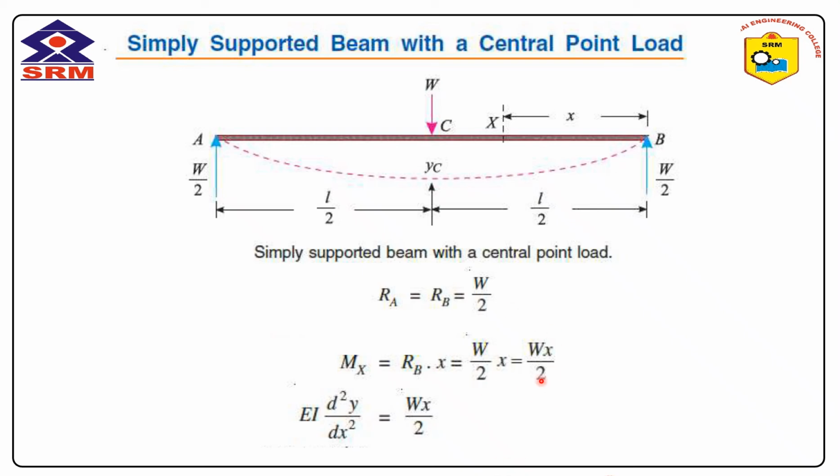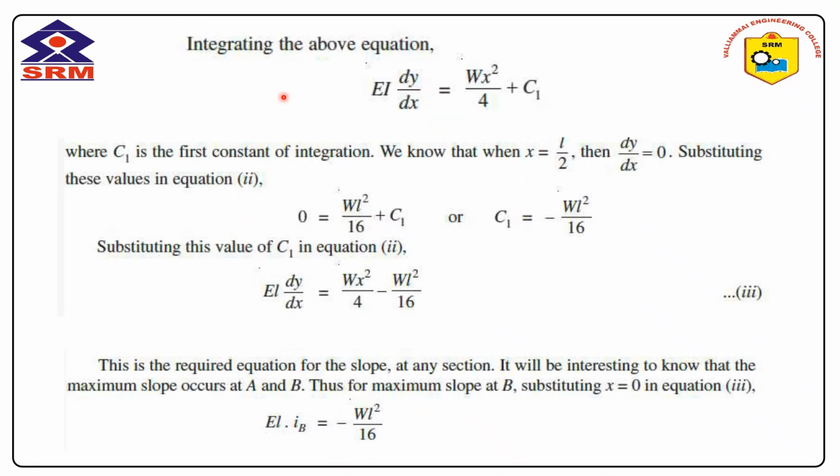So Wx by 2. We know the basic equation is EI into d squared y by dx squared equal to bending moment M. So we need to substitute the bending moment value. For our case, simply supported with the central point load, the bending moment is Wx by 2. Substituting into the basic equation, I get EI d squared y by dx squared equal to Wx by 2. Once you integrate this equation, I get EI into dy by dx equal to Wx squared by 4 plus C1.